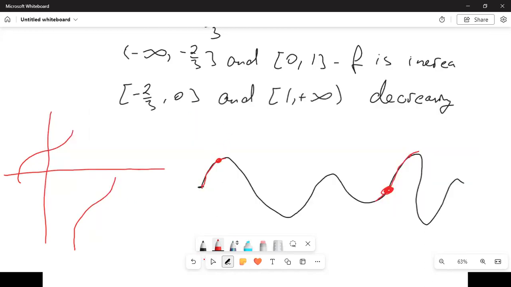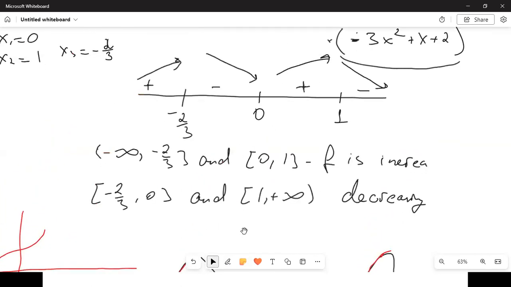What about local minimum maximums for this exercise?